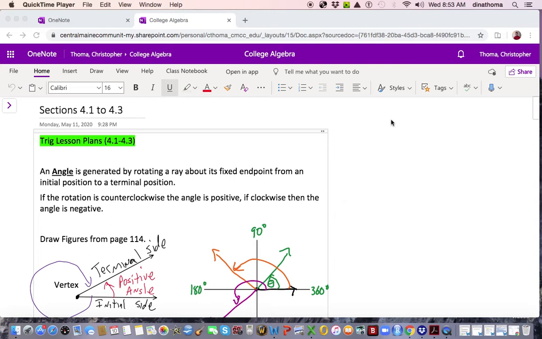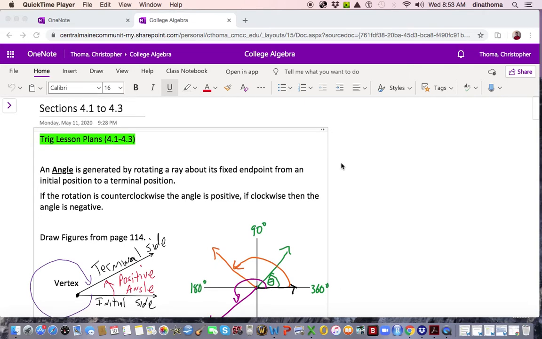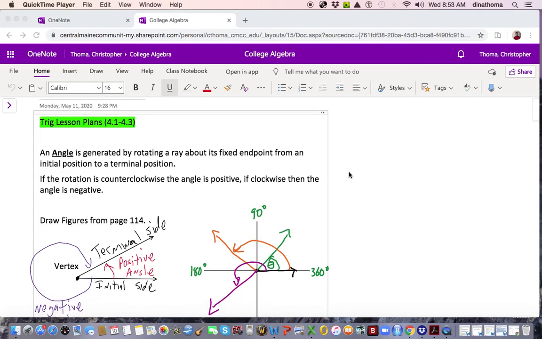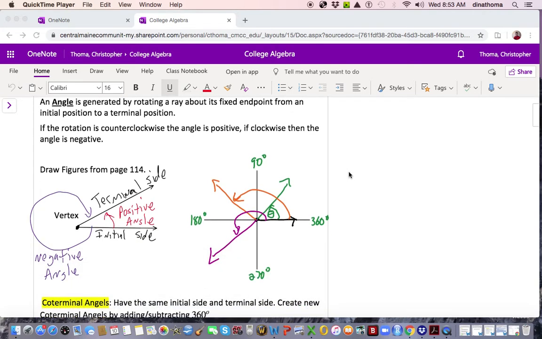So an angle is generated by rotating a ray about its fixed endpoint from an initial position to a terminal position, right? If we rotate counterclockwise, the angle is positive. If clockwise, then the angle is negative. So these are right out of the book. Draw the figures on page 114.